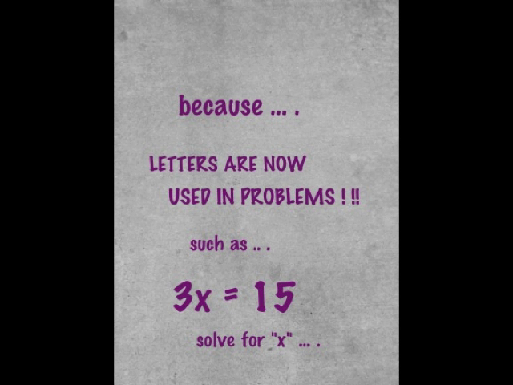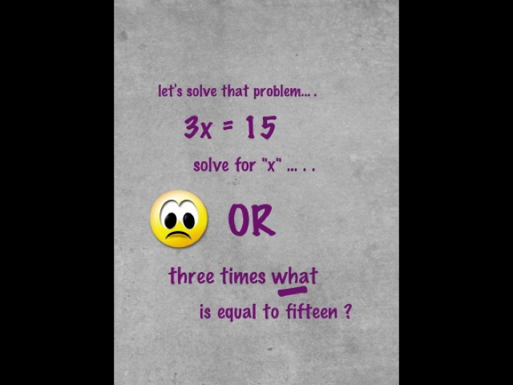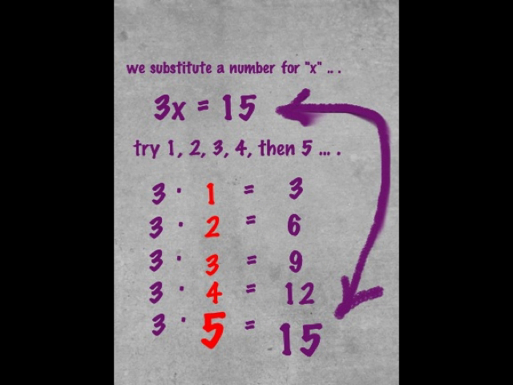And what you see down there is not an incomplete equation. That means 3x equals 15, and then you solve for x. Alright, let's solve that problem. What you see there, 3x equals 15, really means 3 times what is equal to 15. And we don't know. We're going to find out.